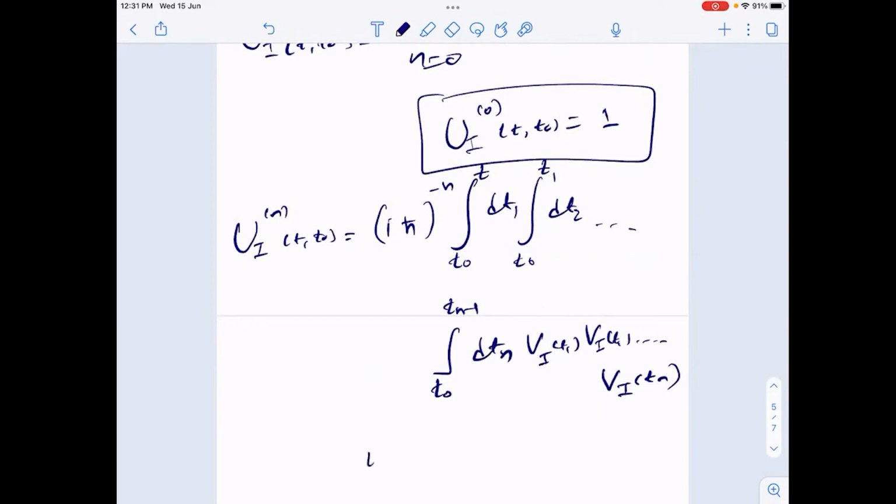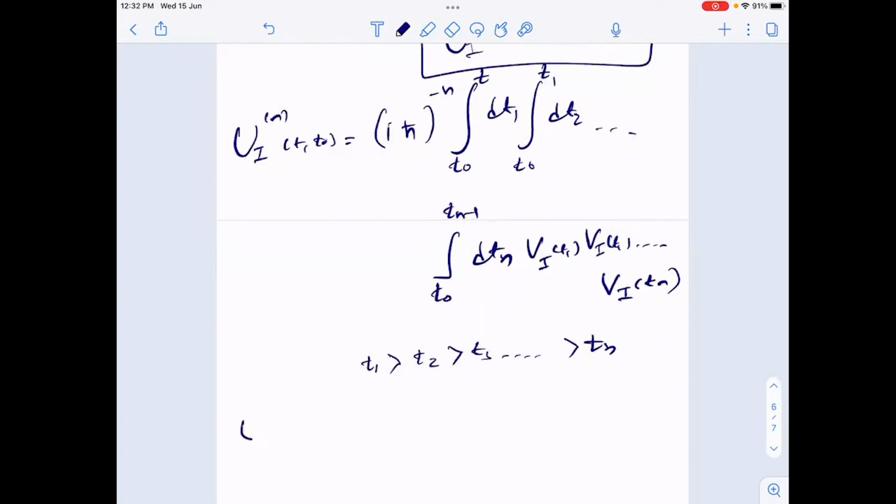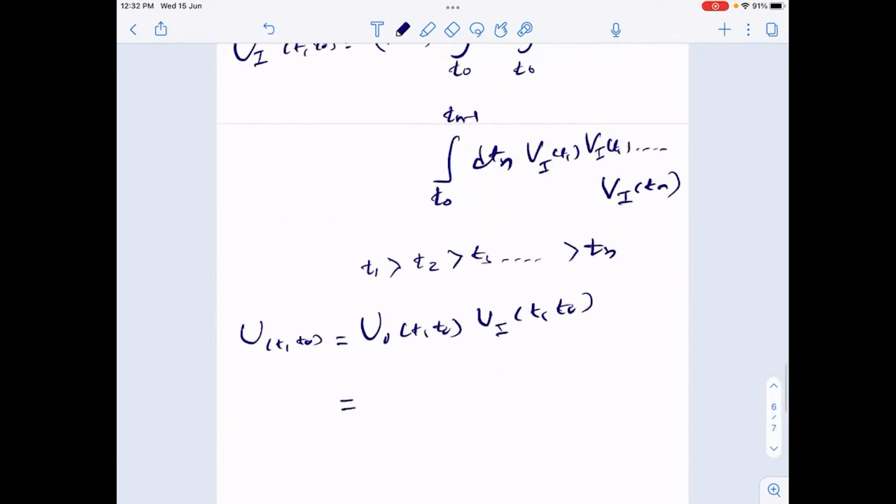With consideration that the contribution is from the initial term, right? So T1 will be greater than T2, greater than T3, greater than Tn. That's what you have to consider. So the time evaluation operator, that is our U(T,T0), is U0(T,T0) UI(T,T0) when we do the expansion in terms of series. I hope it is now coming to the full circle.